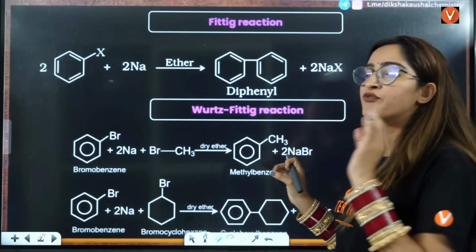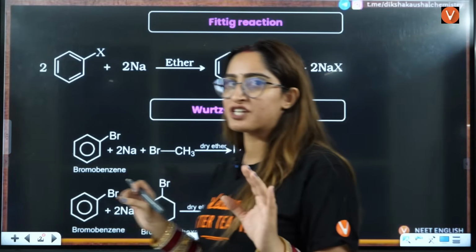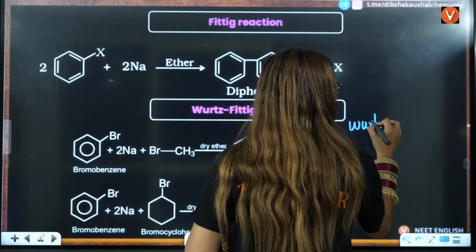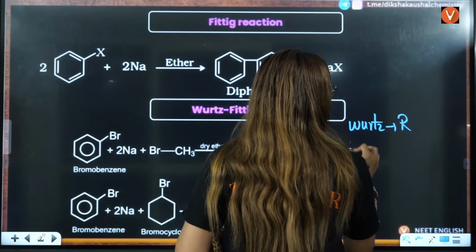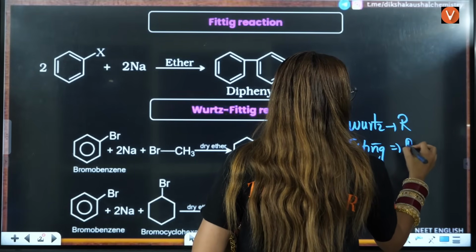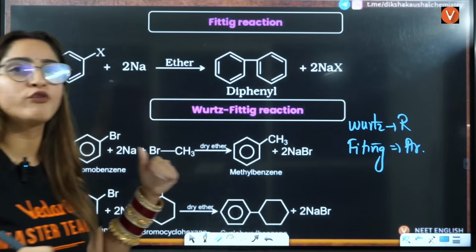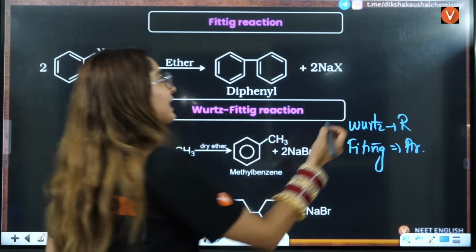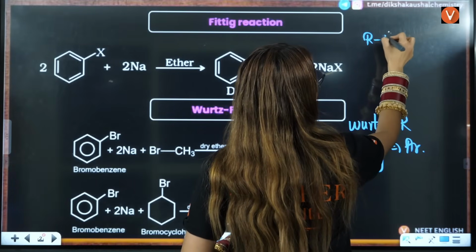First reaction is Fittig, Wurtz-Fittig and Wurtz reaction. Just remember that Wurtz is something that is alkyl and Fittig corresponds to aryl. Now in the Wurtz reaction, you will have two alkyl halides, you will have sodium, and in the end you will have the formation of R-R.